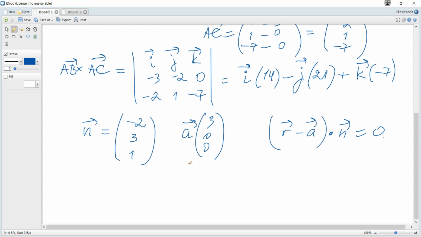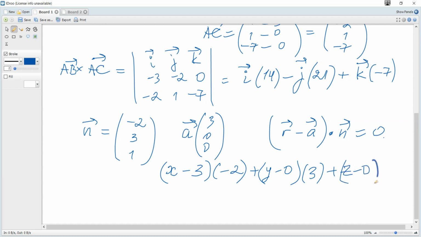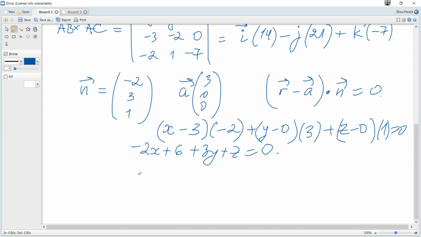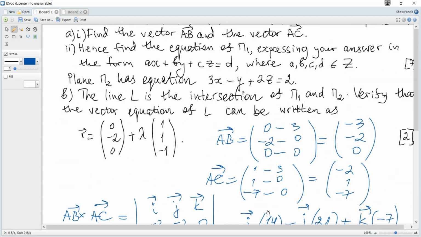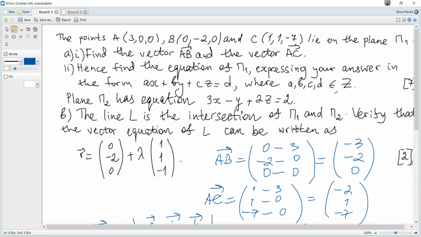So it becomes (x minus 3) times -2 plus (y minus 0) times 3 plus (z minus 0) times 1 is 0. It becomes -2x plus 6 plus 3y plus z is equal to 0. So -2x plus 3y plus z is -6. Notice that A, B, C, D must be integers.